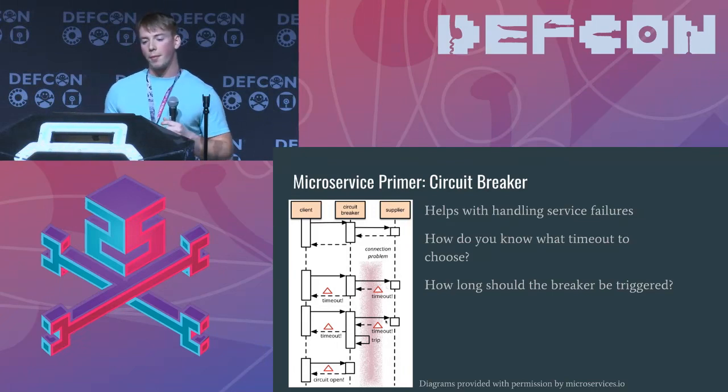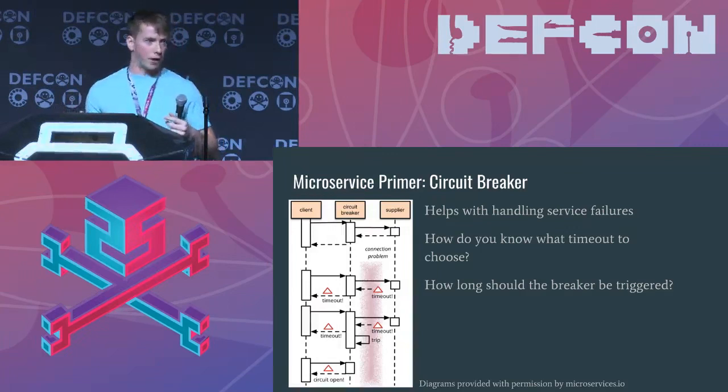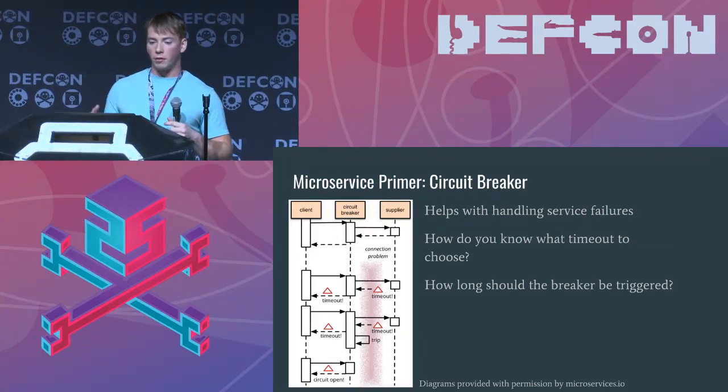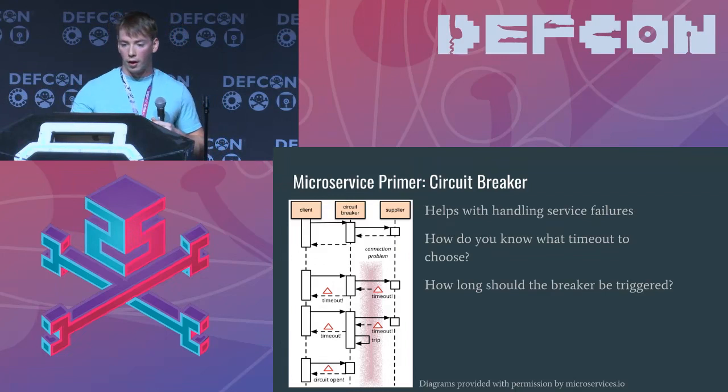And after a certain number of timeouts are triggered, it fast fails, right? So it triggers the circuit and says, I'm no longer going to try to make requests to that middle tier service. I'm just going to return a generic error. Maybe I'll return some sort of a fallback experience so that the person using my site gets some value. But the idea being that it really gives your middle tier services time to recover. A couple of things you have to take into consideration are, how do you know what timeout to choose, and how long should the breaker be triggered?